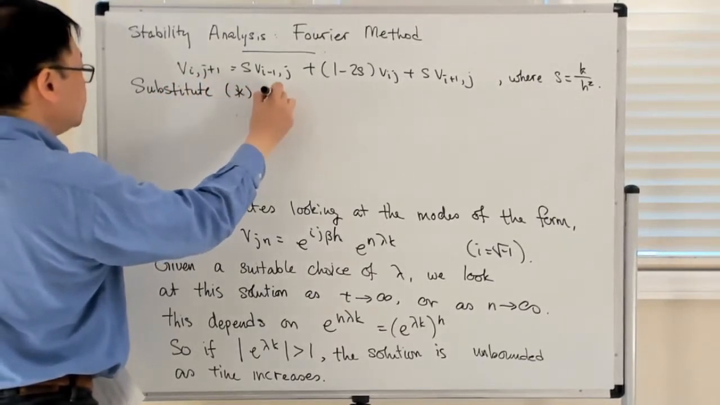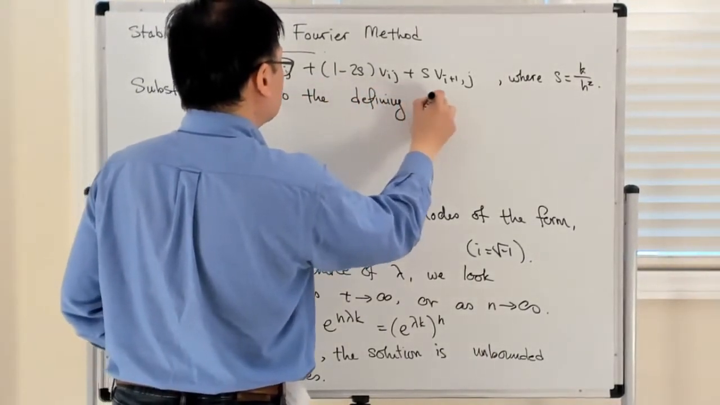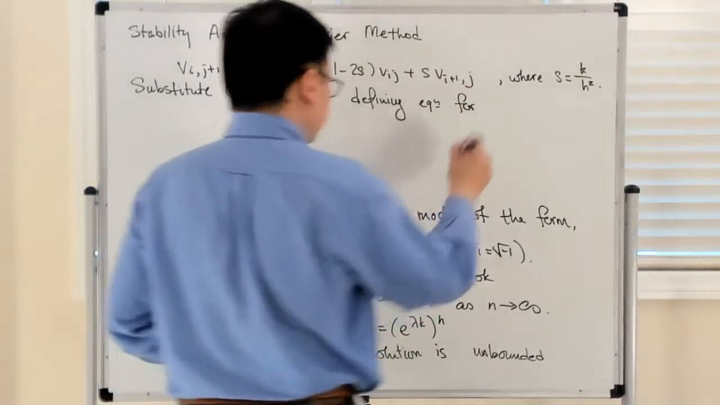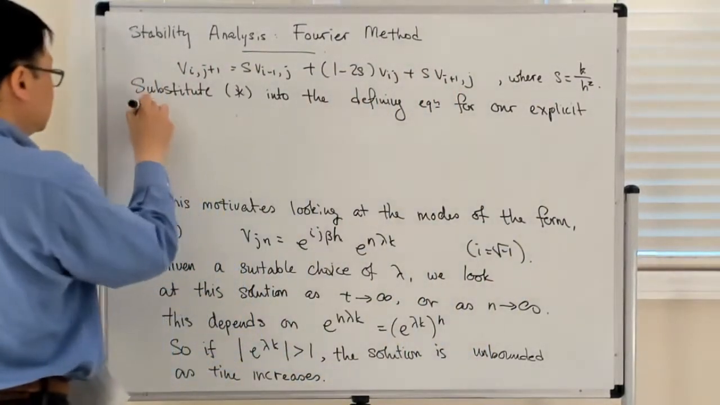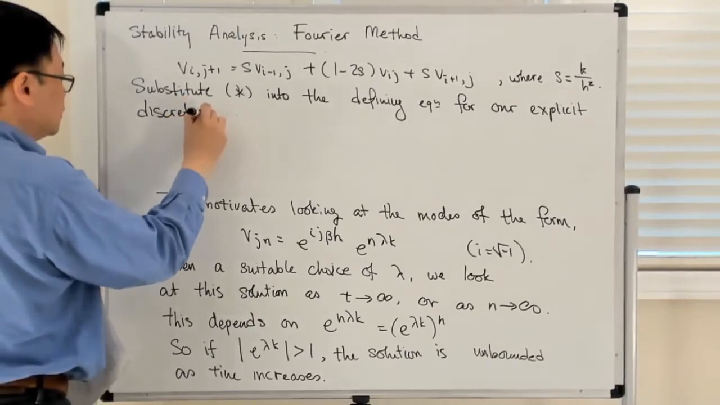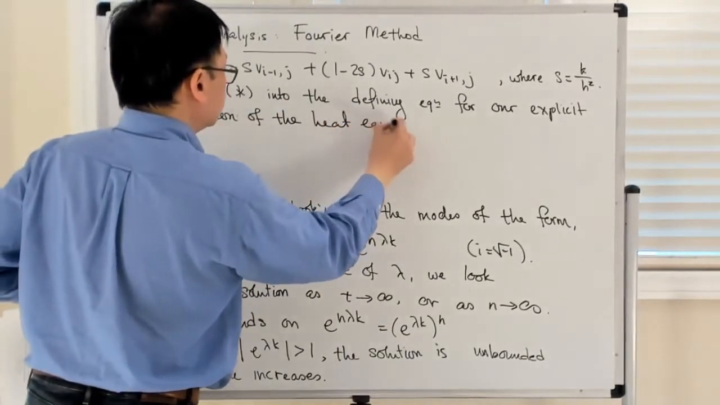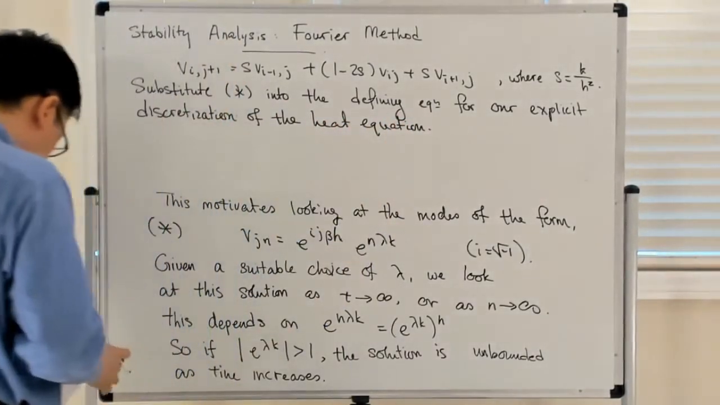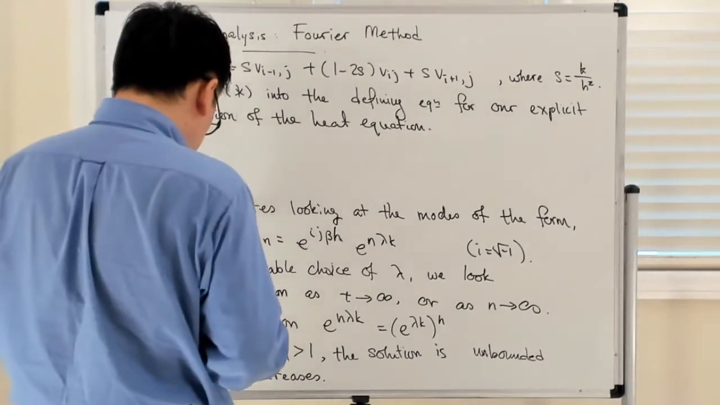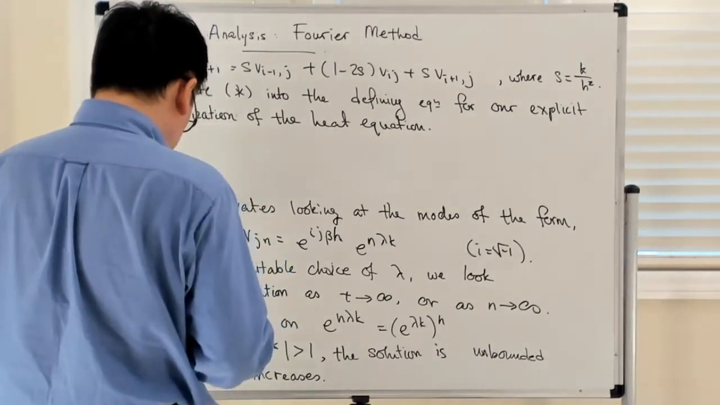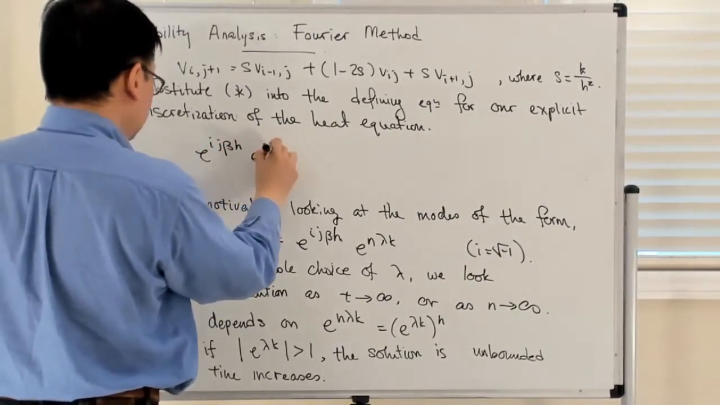So you substitute star into the defining equation for our explicit discretization of the heat equation, and then see what happens. When you do that, what you end up getting is the following: e to the i j beta h, e to the n plus 1.